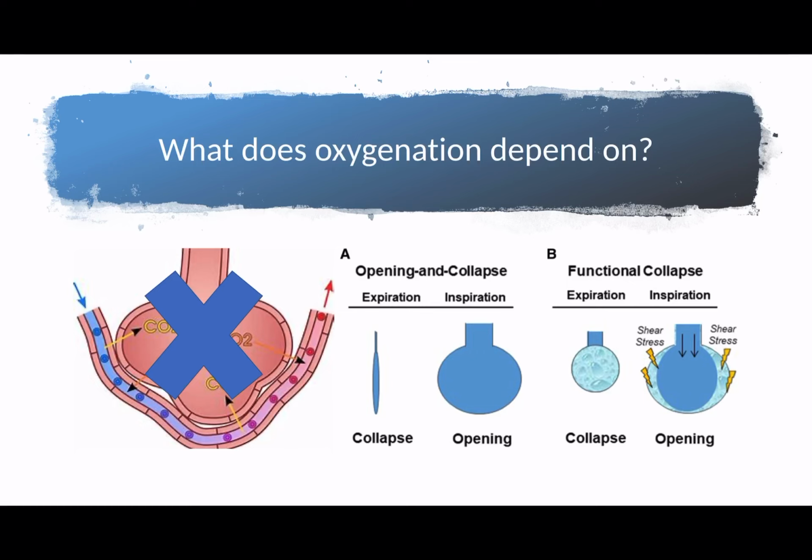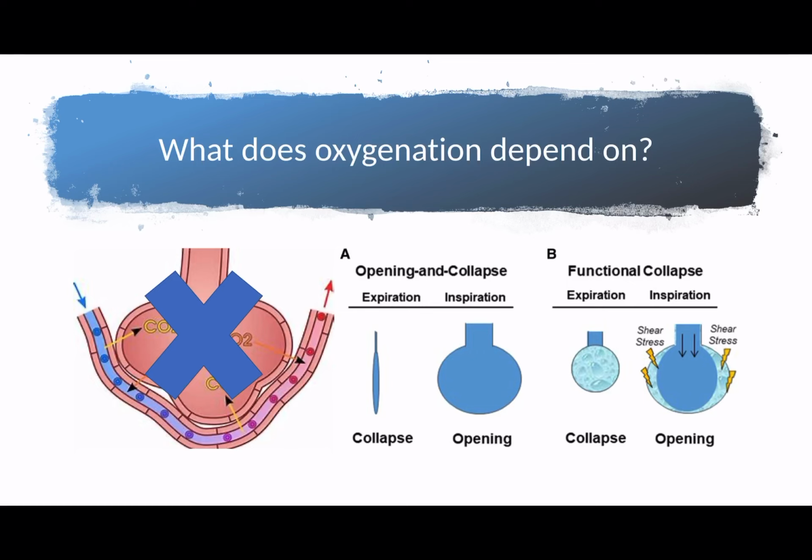You know that when you take a deep breath in, your lungs expand out, so you're opening up a lot of alveoli. Then when you take a deep breath out, you're actually collapsing some of those alveoli in the bases. So another way of trying to improve oxygenation is simply by trying to keep those alveoli open all of the time.